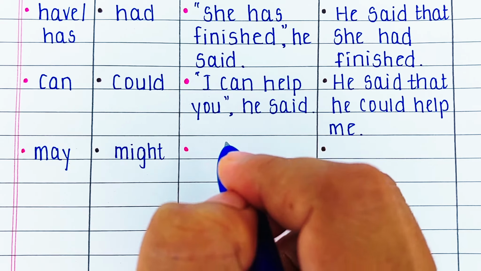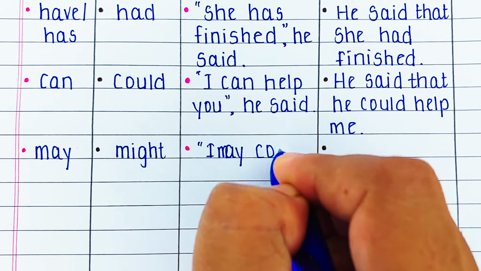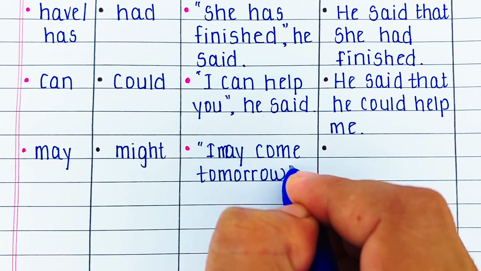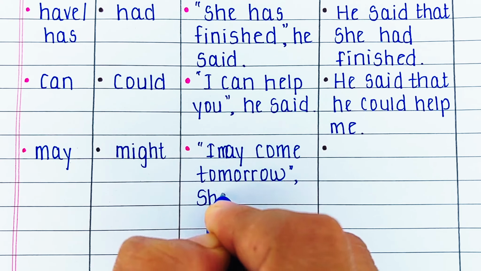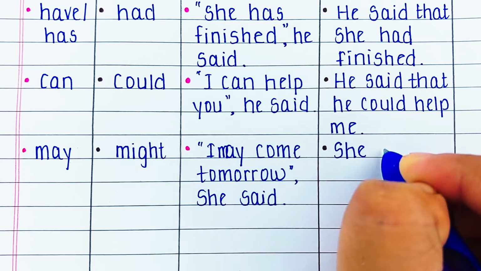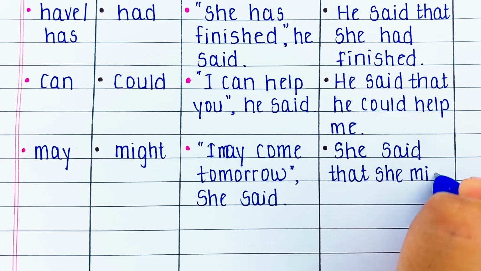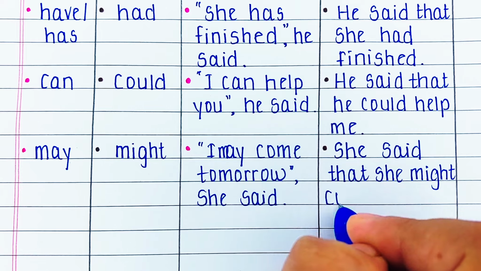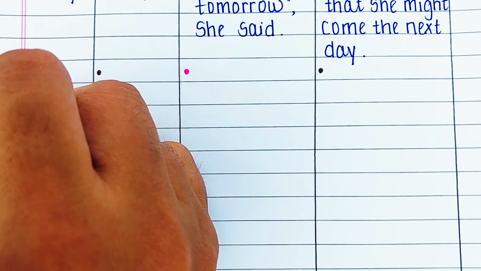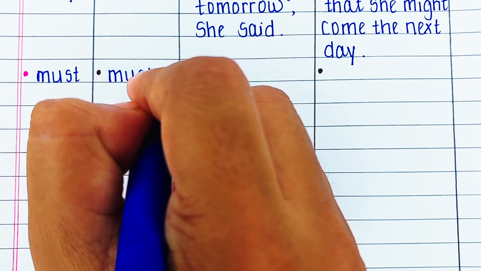Next is may. May in direct speech will be written as might in indirect speech. Example, "I may come tomorrow," she said. This is the example of direct speech. In indirect speech we will write she said that she might come the next day. As you can see here, may has been written as might in indirect speech.